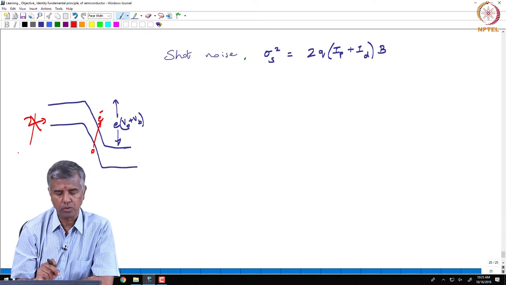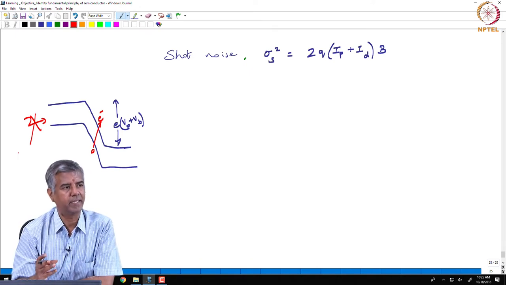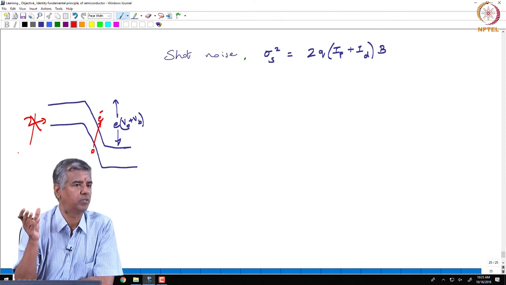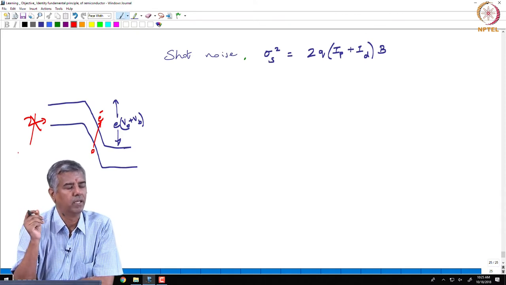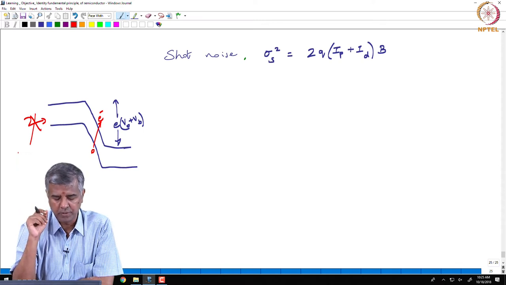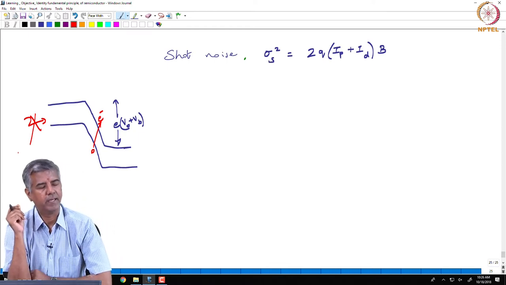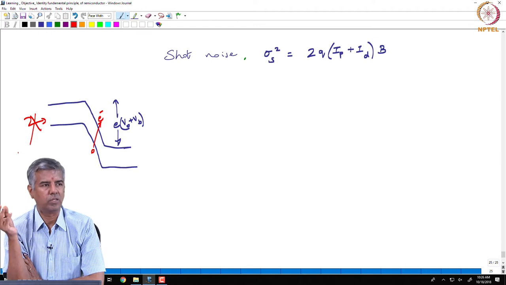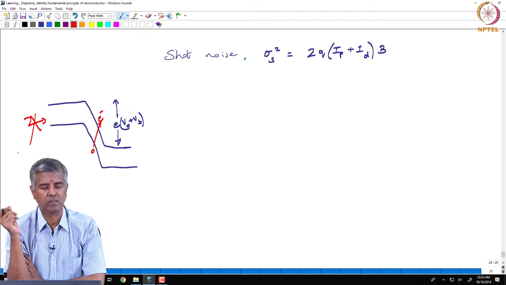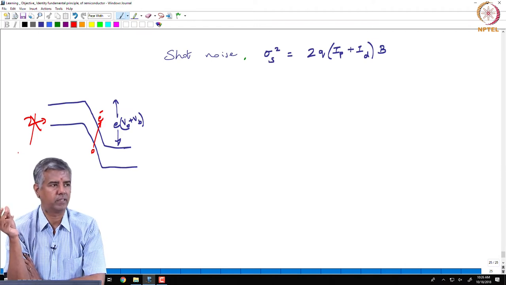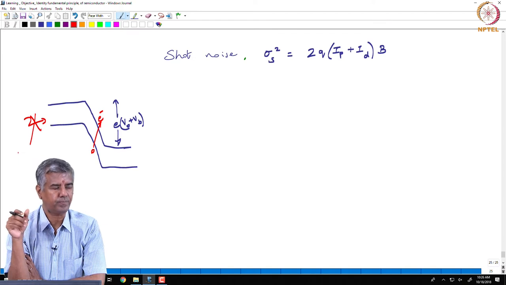So you have more dark current happening at higher bias voltages, okay. But even when you don't apply a bias voltage, there is a finite probability that an electron can jump over to the conduction band, which is called a thermally generated carrier, and that can also give you a current in the external circuit, which is what we are calling the dark current, okay.